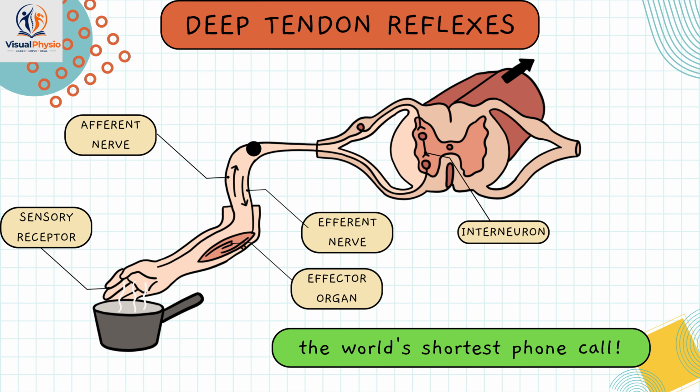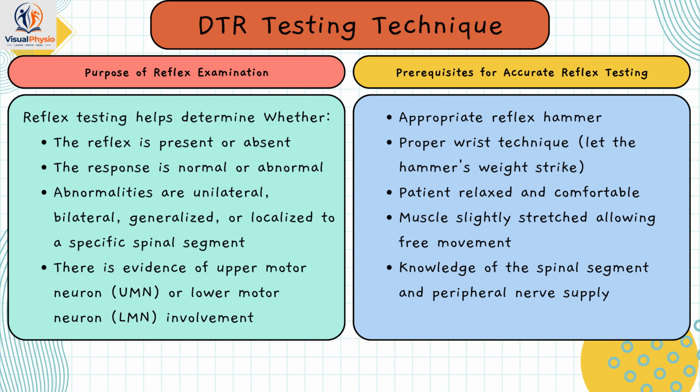Okay, that's our theory in place. Now let's get hands-on, because the theory means nothing if you can't elicit the reflex properly at the bedside. Reflex testing exists to answer 4 questions. Is the reflex present or absent? Is the response normal or abnormal? Are any abnormalities unilateral, bilateral, generalized or localized to one spinal segment? And is there evidence of upper or lower motor neuron involvement?